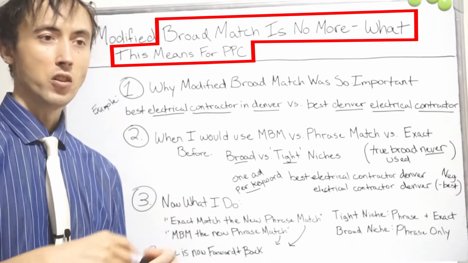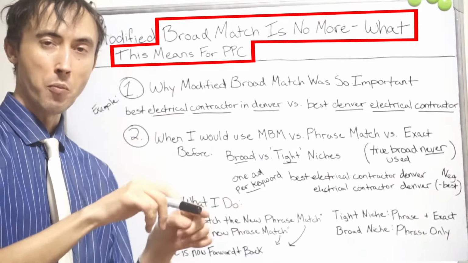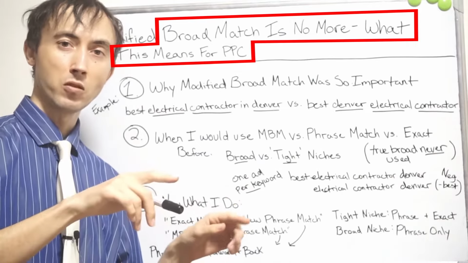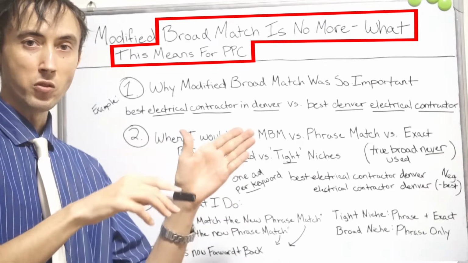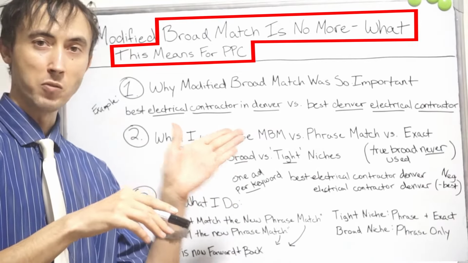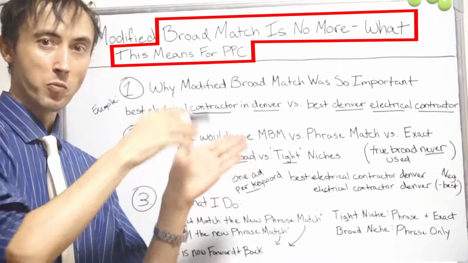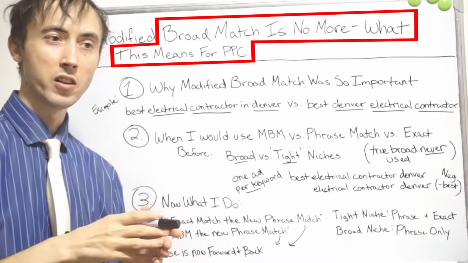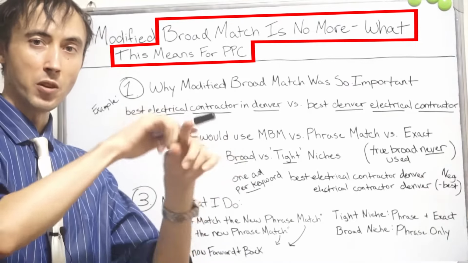So you could do exact match, which is the one with the brackets that gets you pretty much close to what you want. There's phrase match, where Google would put words before or after your term. Then modified broad match was with the plus symbols, and you could add words before, after, or in the middle of words, and the words themselves could be reversed or forward.